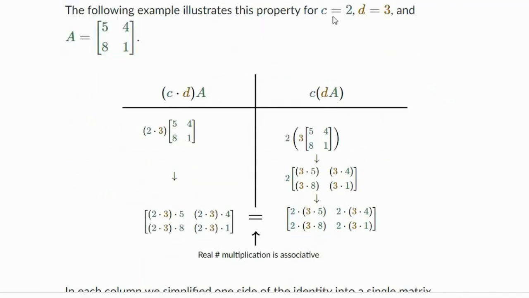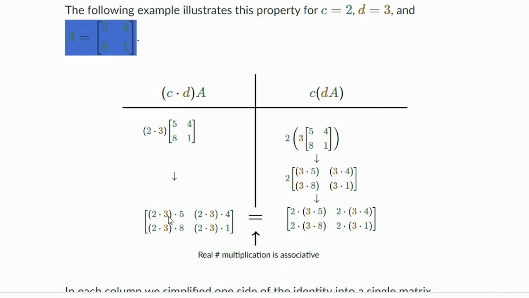So let's look at this example. If we have a scalar of 2 and a scalar of 3 and a matrix of 5, 4, 8, 1, this illustrates both ways. We could take the 2 times 3 and multiply them first, so it would just be 6, and then have 6 times 5, 6 times 4, 6 times 8, and 6 times 1. So we'd have 30, 24, 48, and 6. Or we could take the 3 scalar, multiply it first times the matrix, 3 times 5, 3 times 4, 3 times 8, 3 times 1, and then multiply it by the other scalar.